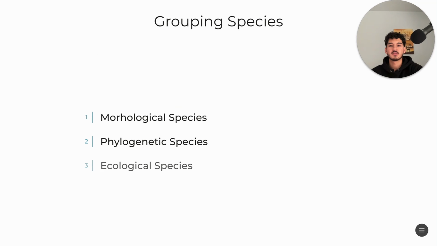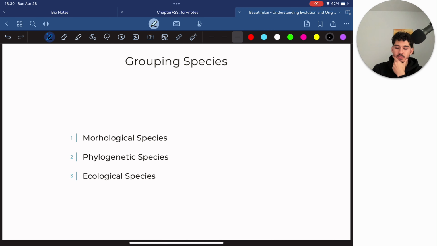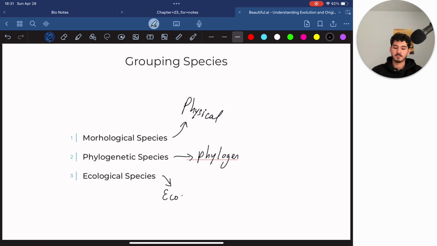And lastly, just some things we have to know. Morphological, this is how we group species together generally. Morphological species is just based on their physical appearances. Phylogenetic species, this is based on phylogeny and phylogenetic trees and cladograms, and we'll dive into that in a later video. And lastly, ecological species, this is just based on their ecosystems. And that's just how we can group them together.